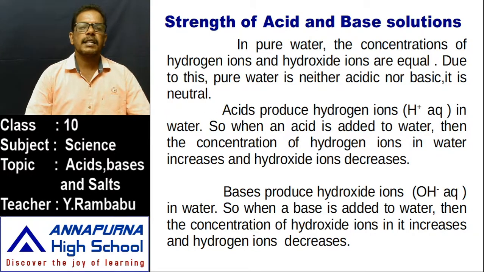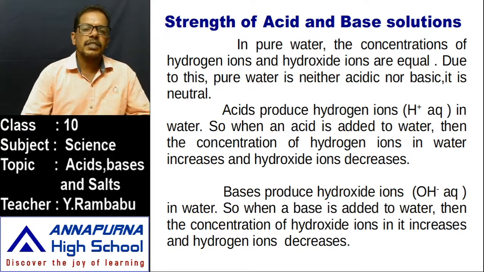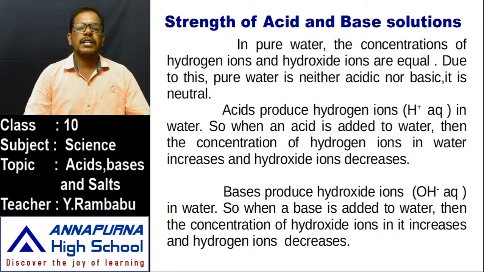If we take pure water, the concentration of hydrogen ions and hydroxide ions, that means H+ ions and OH- ions, are equal. The same number of OH- ions are produced as H+ ions. Due to this, pure water is neither acidic nor basic. It is neither acidic nor basic means the concentration of H+ ions and OH- ions are equal, so it is neutral.